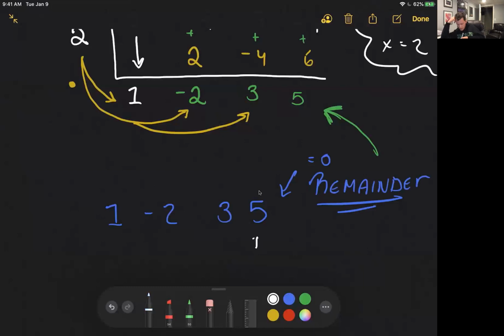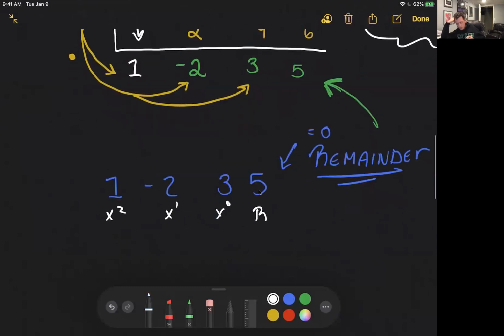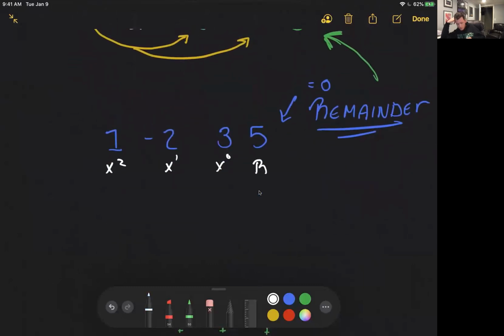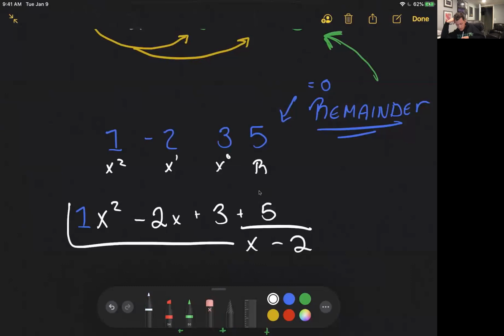So we always start backwards. Technically speaking, this is going to be my remainder, and then x to the 0, x to the first, x to the second. So we end up getting an answer of x squared, or if you really wanted to, 1x squared minus 2x plus 3x to the 0, right? Now I'll leave this one in blue, but all the rest I'll write in white. So 1x squared minus 2x plus 3, plus the remainder 5, all over x minus 2. So here's our answer.